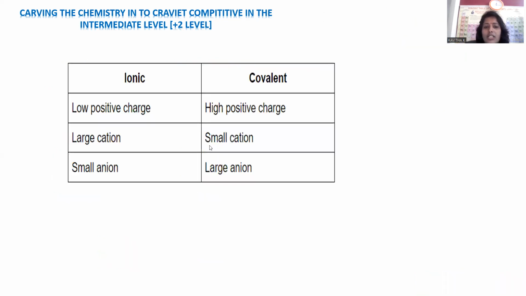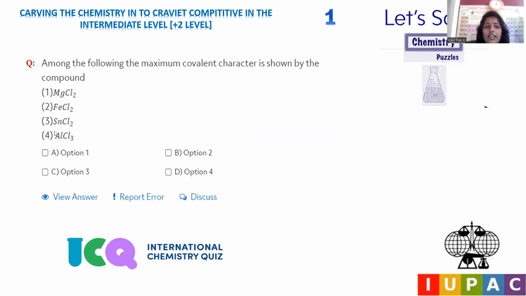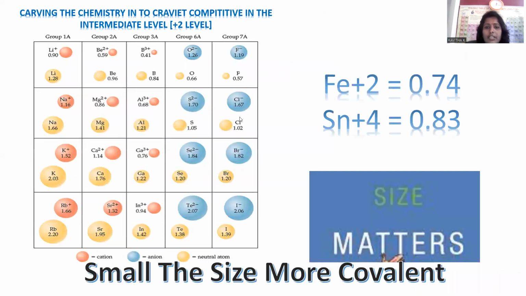One is high positive charge, second is small cation. If you observe these two possibilities, we can confirm which has maximum covalent character among all the four compounds provided over here. Let's go with the one by one description. If you see this entire periodic table, magnesium metal has 1.41, whereas the magnesium dipositive ion, that means the magnesium cation, has a radius size of 0.86. Aluminium has 0.68, right? So aluminium +3 has 0.68 compared to 0.86.